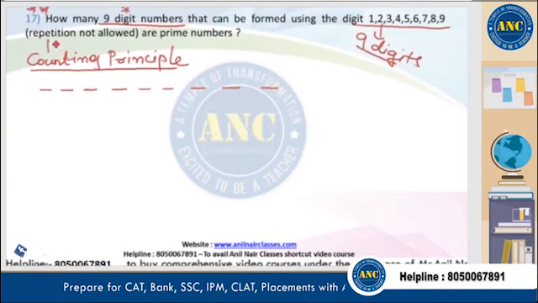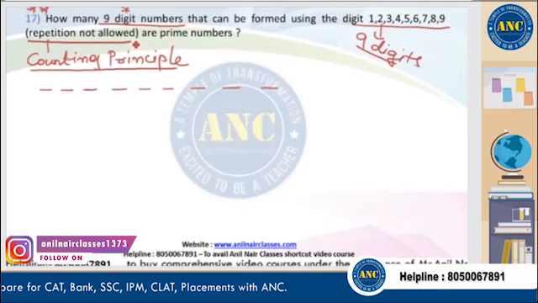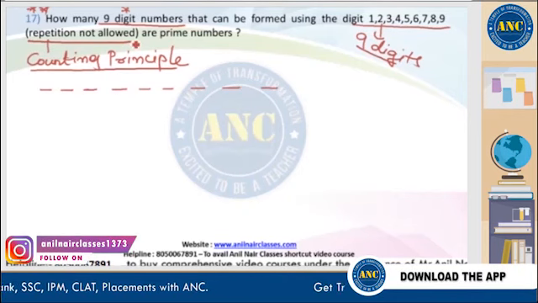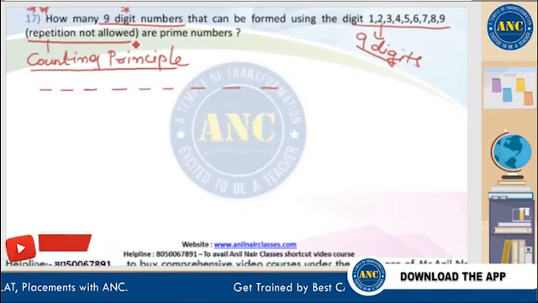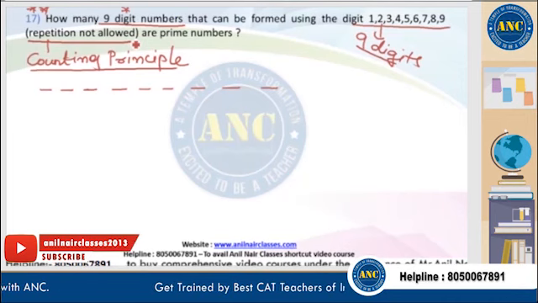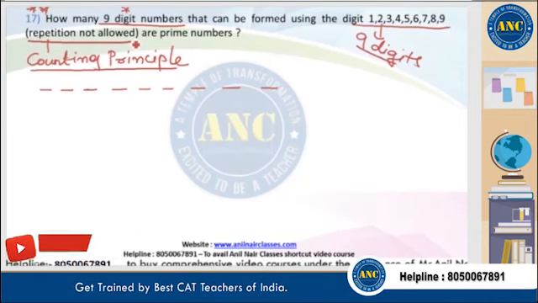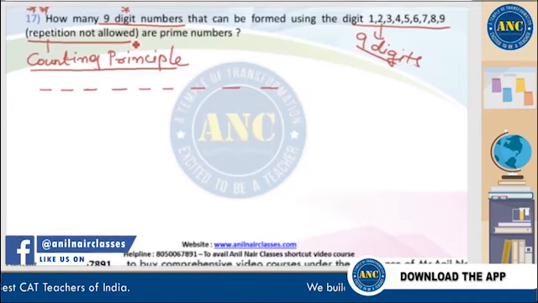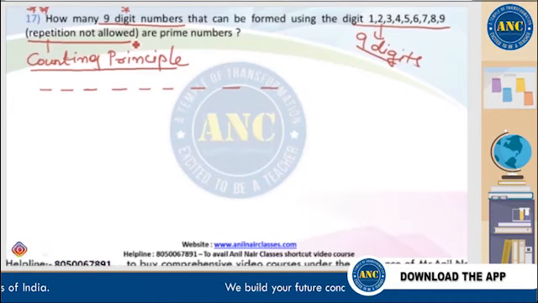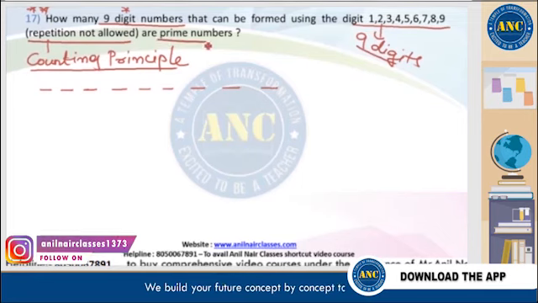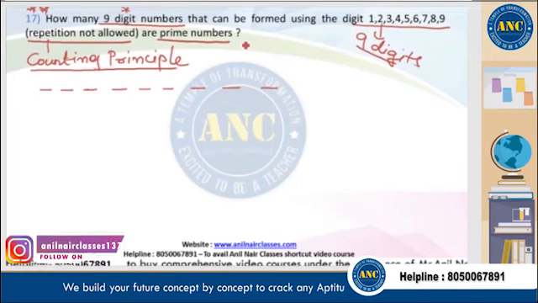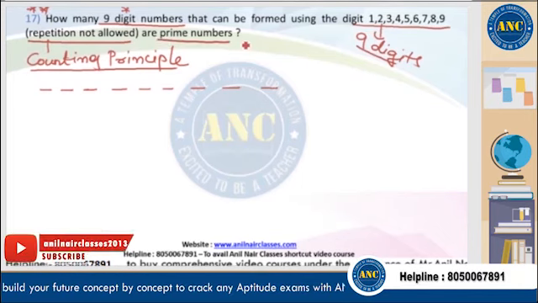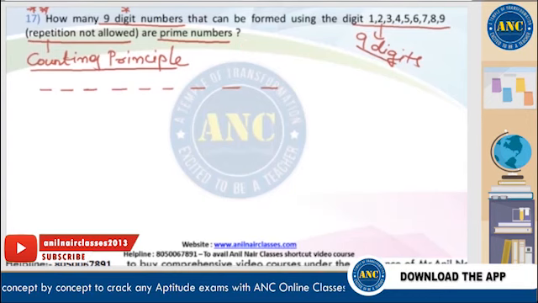One important point: repetition is not allowed. No digit should be repeated. That means if I keep 1 in the unit digit, 1 cannot be kept in any other place. If I keep 8 in the tens place, 8 cannot be kept in any of the other places. The question is, how many of these 9-digit numbers are prime?